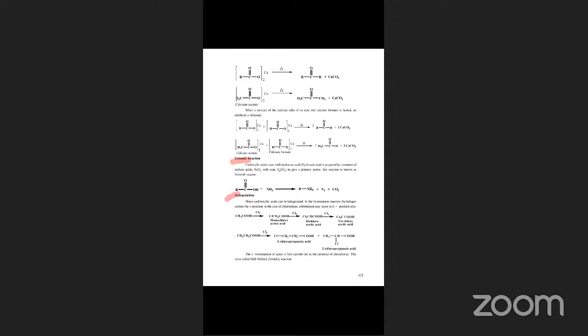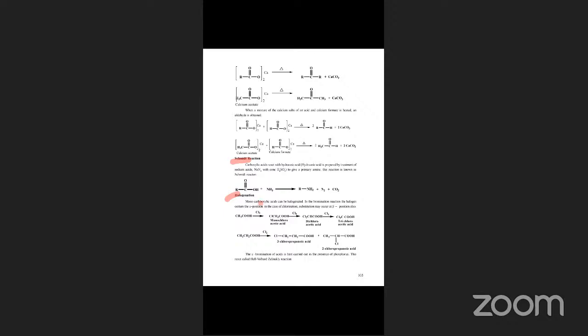The next reaction, the third property, is halogenation. So what is halogenation? Halogenation means what we are adding to the carboxylic acid. Halogens are added: Cl2, Br2. Halogenation means addition of halogens. See the reaction.